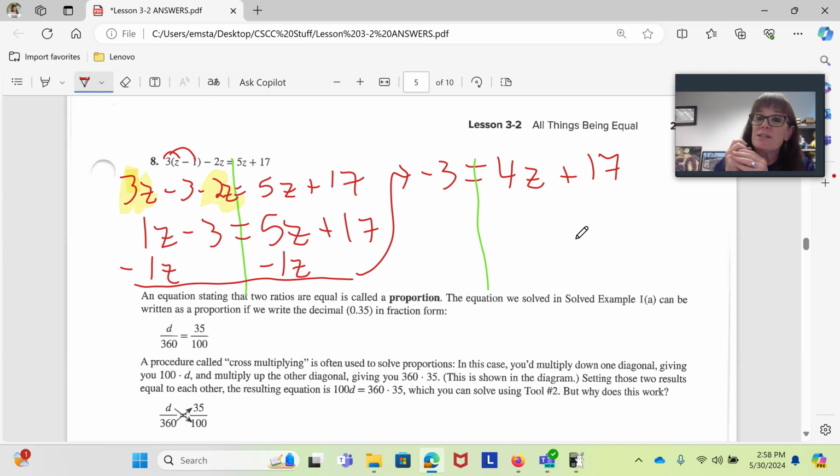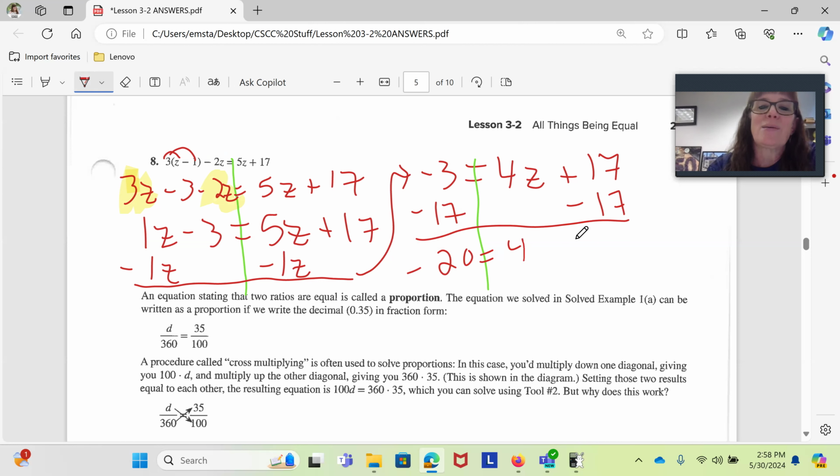How do you undo plus 17? Minus 17 from both sides of the wall. Again, do the left side on your calculator as needed. -20 equals 4z. I get really excited when I get to this step. This is my happy dance step.